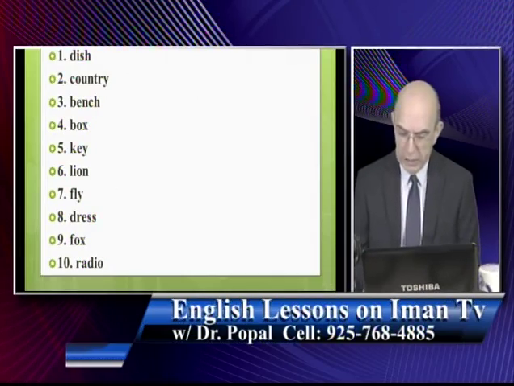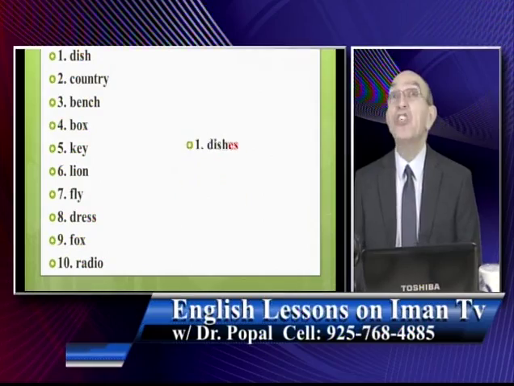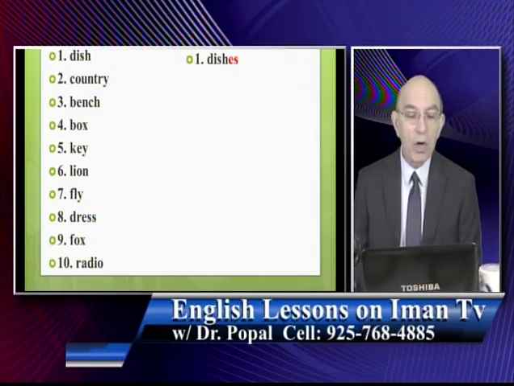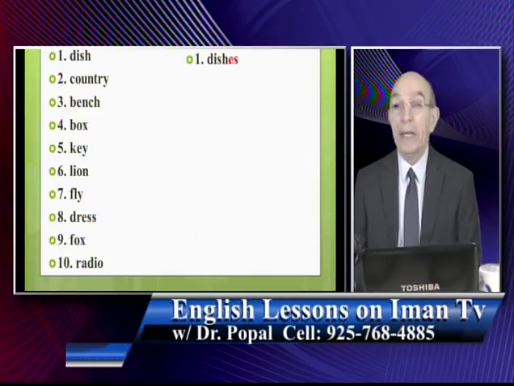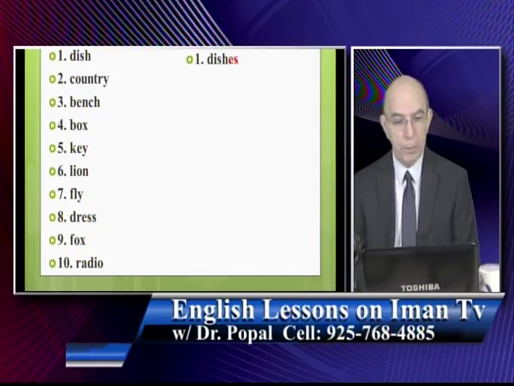So number 1, dish becomes what? What's your answer? The correct answer is dishes. E-S. Why E-S? Because this word ends with S-H. If a word ends with S-H, to make the plural we add E-S and one more syllable. Dish, dishes.